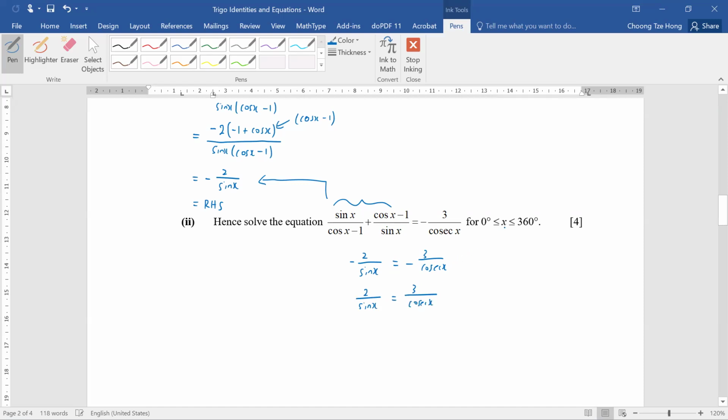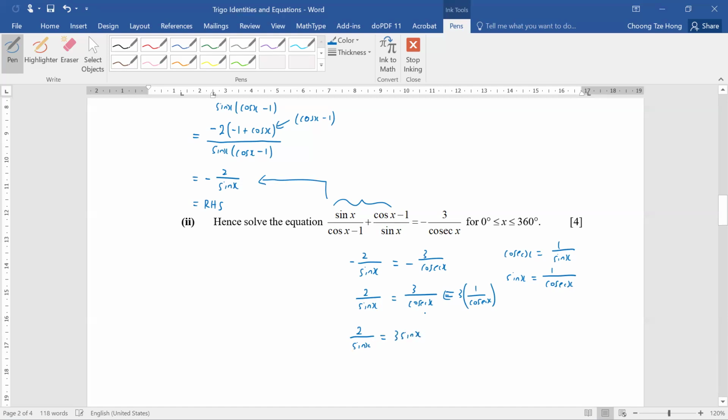At this point, you must remember that cosecant x is actually equals to 1 over sine x. So if we move the sine x up and the cosecant x down, you will notice that sine x is equals to 1 over cosecant x. So this 3 over cosecant x, we can actually change it to 3 sine x, because this is the same as 3 times 1 over cosecant x. So the 1 over cosecant x you can replace with sine x. So you'll get 2 over sine x equals to 3 sine x.